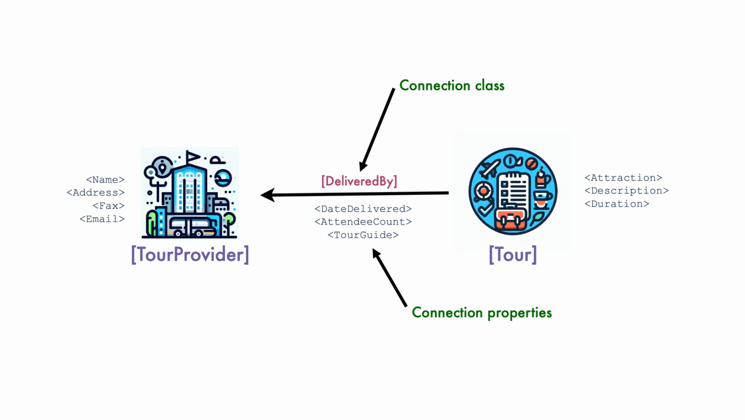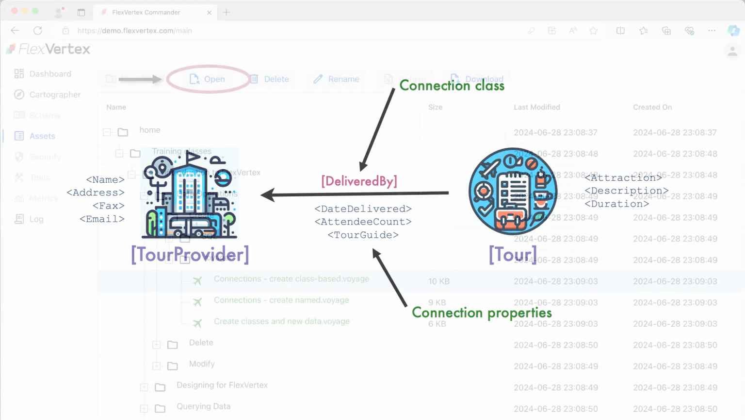Here we have two objects, Tour and Tour Provider. We're defining a class called DeliveredBy to connect instances of these objects. It will be up to the application developer to establish connections when needed. Once a connection is in place, any of these starting points will find instances of all objects on this picture: a tour provider, the class of connection, and properties associated with the connection. Follow the upcoming instructions to see how to establish a connection in your own FlexVertex instance.